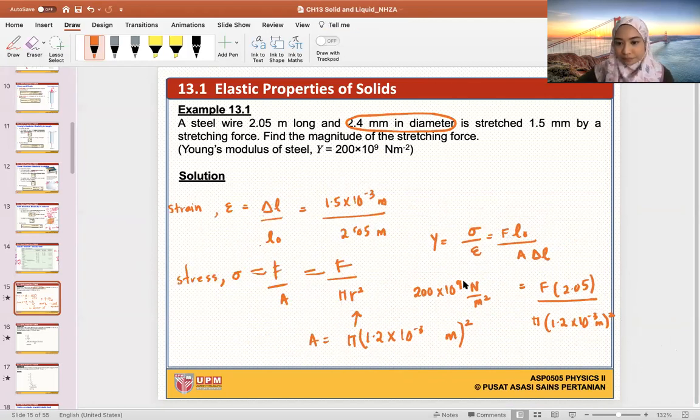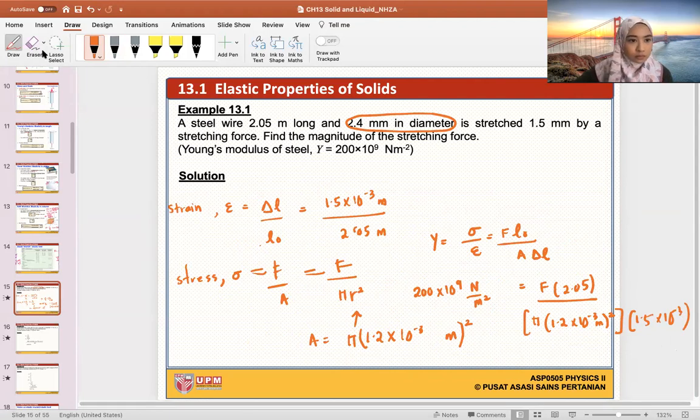Okay. So this is your area, and the change in length is 1.5 times 10 to the minus 3. Oh, that's bad. Okay, so everything was changed to meters.